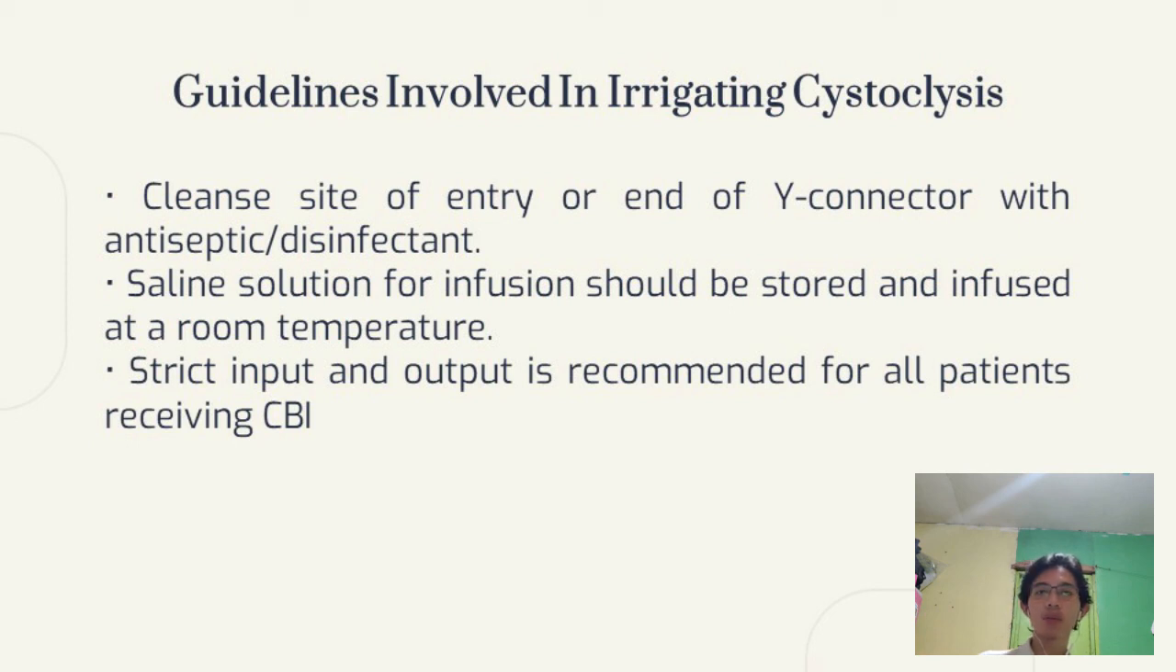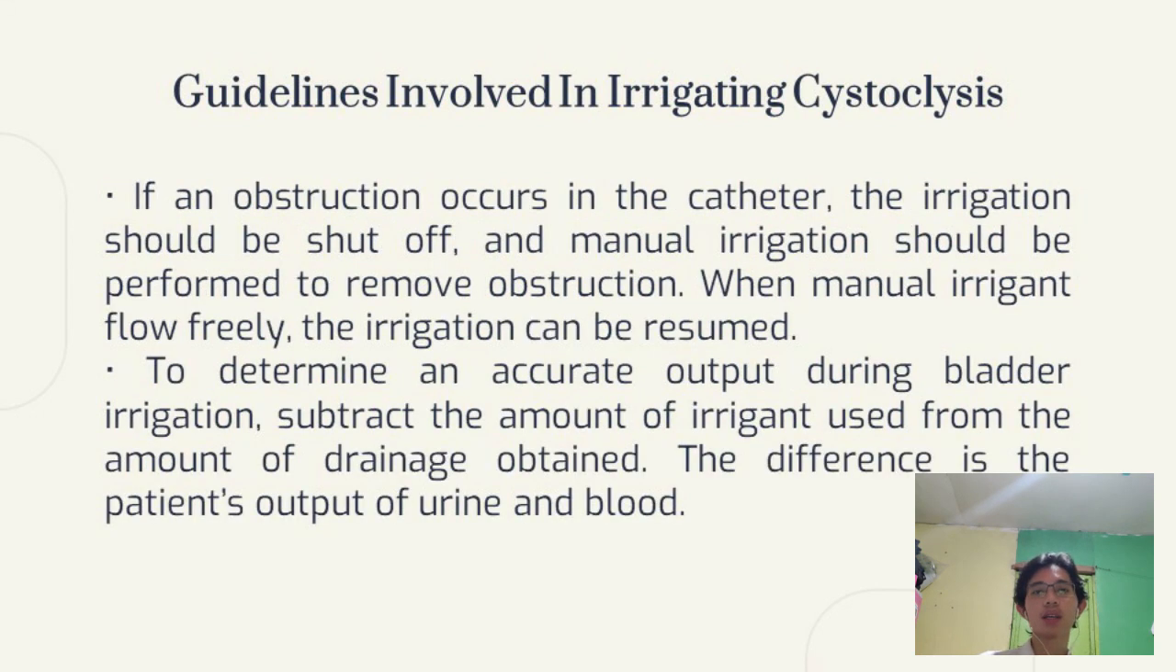Next, strict input and output is recommended for all patients receiving CBI. Special attention to frail elderly and or those with a history of pelvic floor or bladder radiation. These patients are at high risk for bladder perforation. Next, if an obstruction occurs in the catheter, the irrigation should be shut off and manual irrigation should be performed to remove the obstruction. When manual irrigant flows freely, the irrigation can be resumed.